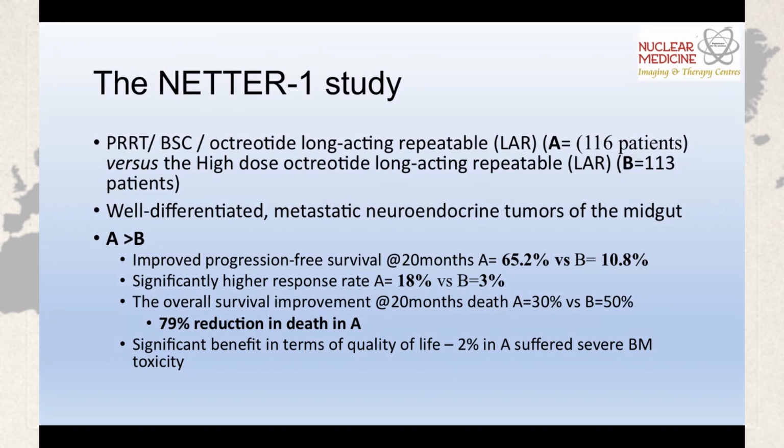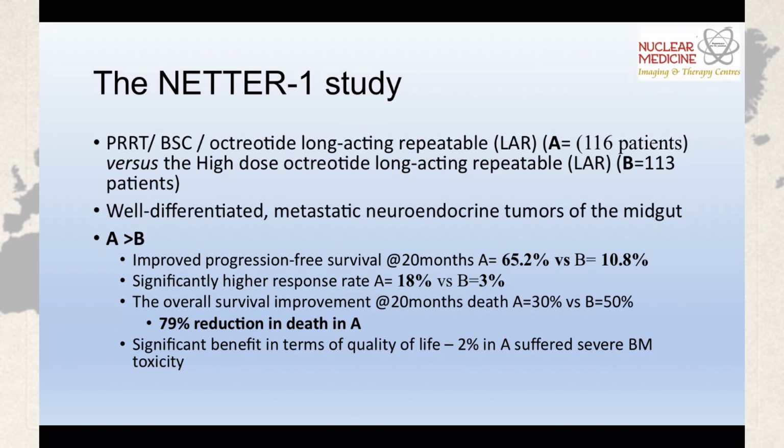One of the groundbreaking studies that introduced PRRT was the NETTER-1 study. And this basically had two groups, one with PRRT and long-acting octreotide and basic standard of care versus high-dose octreotide. So first group, group A versus group B. And group A with PRRT outweighed group B, in progression-free survival, significantly higher response, and overall survival improvement.